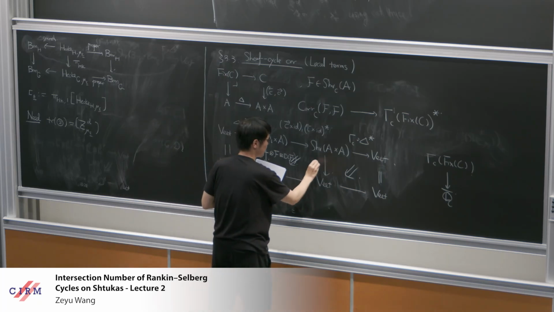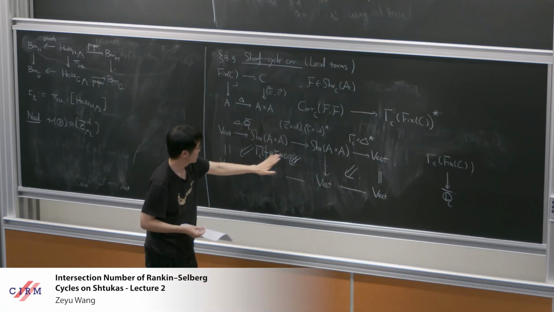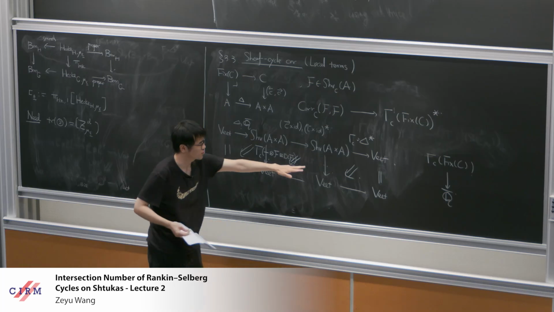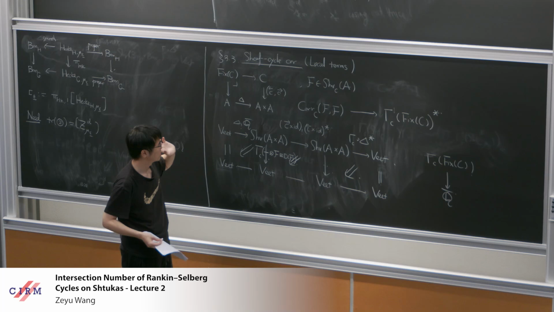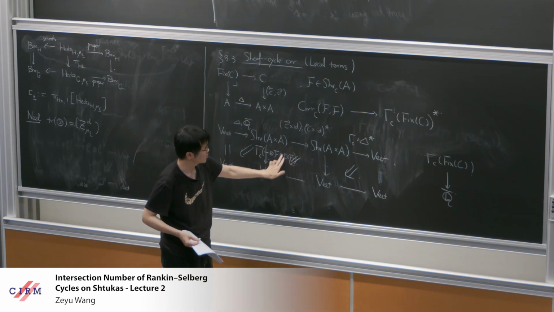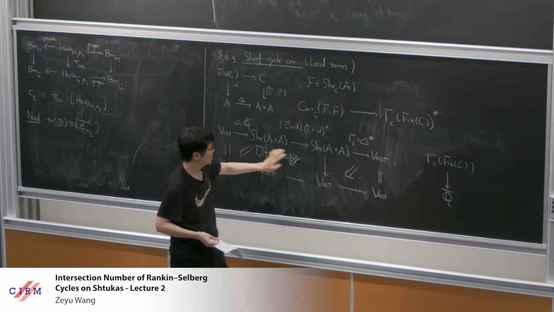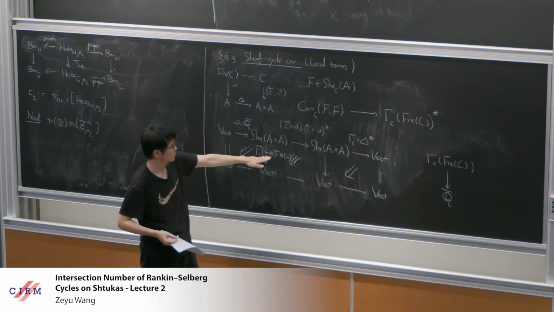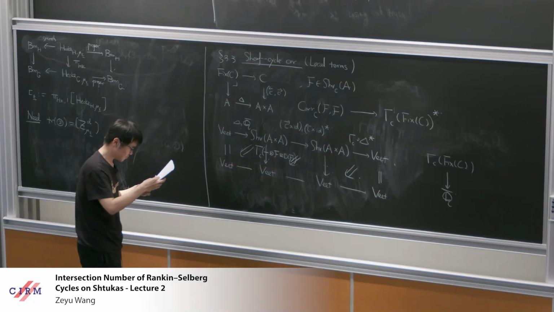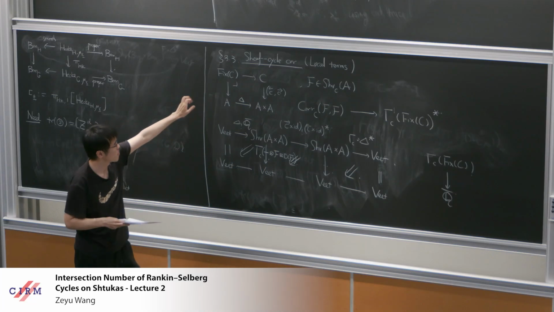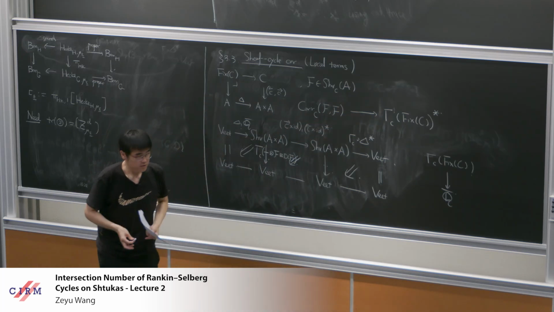Here you use the same functor, and it's not hard to see that you have these three natural transformations. For example, this natural transformation just follows from the data of a cohomological correspondence, and this will just follow from the standard six functor formalism, something formal. So this explains this construction.